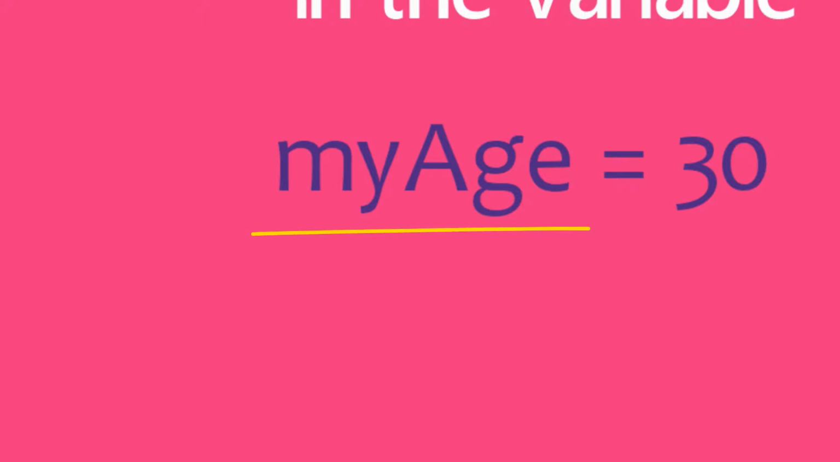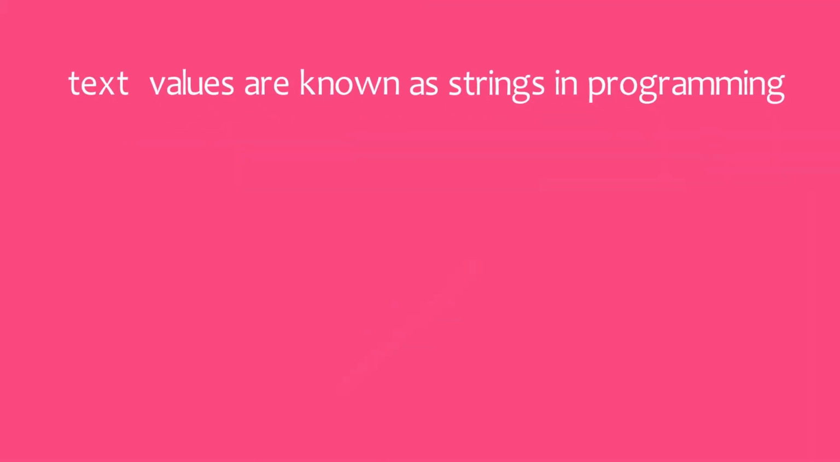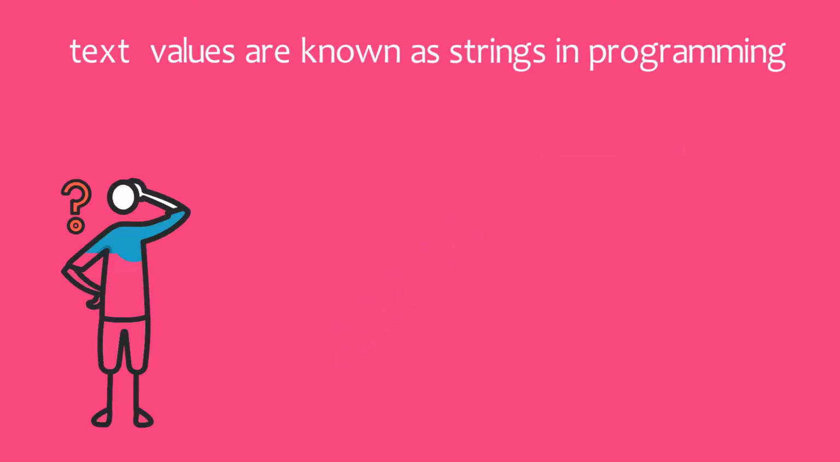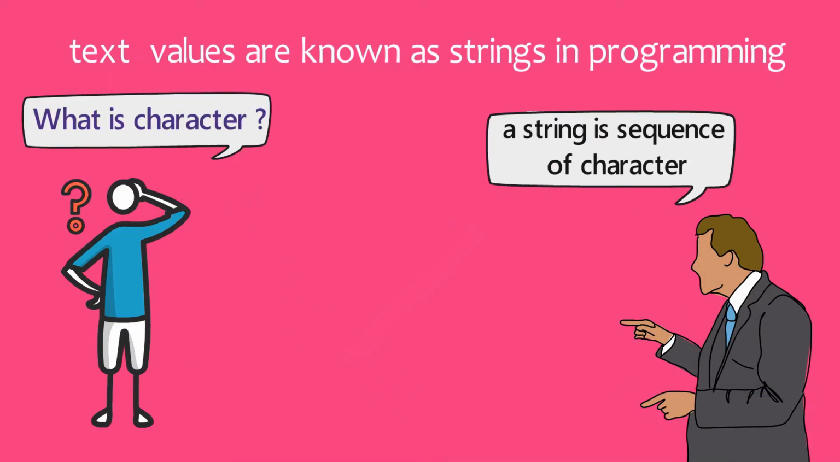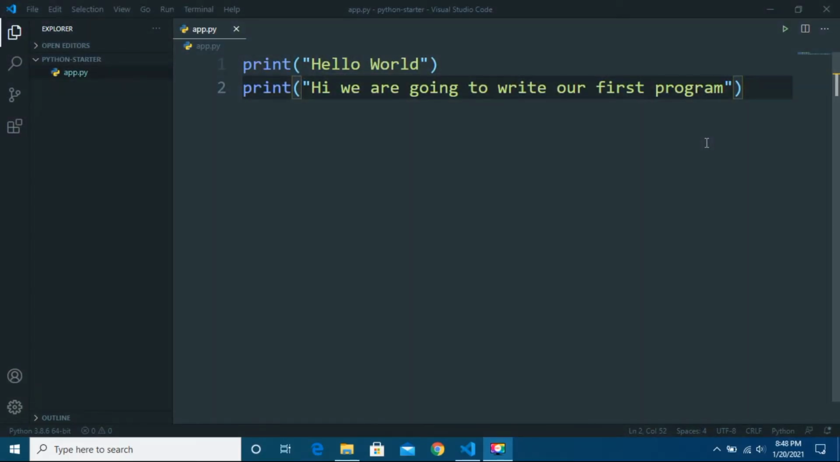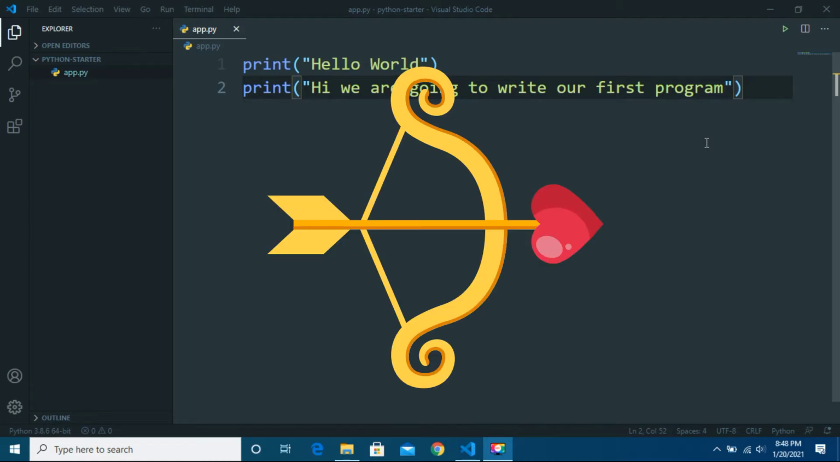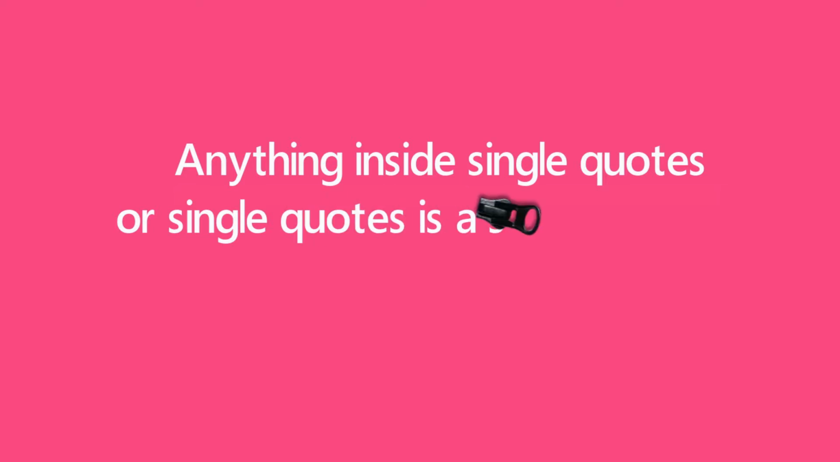We can also store text in variables. Text values are known as strings in programming. And what is a string? A string is a sequence of characters. What is a character? A character can be a letter or a number. In my previous lecture, I told you that you need to use double quotes in the print statement. It was just a fast concept. Now it's time to dig deeper. Take note that anything written between double quotes or single quotes is a string in Python.